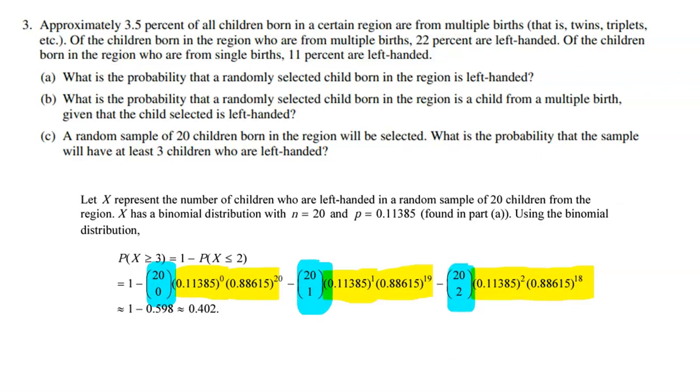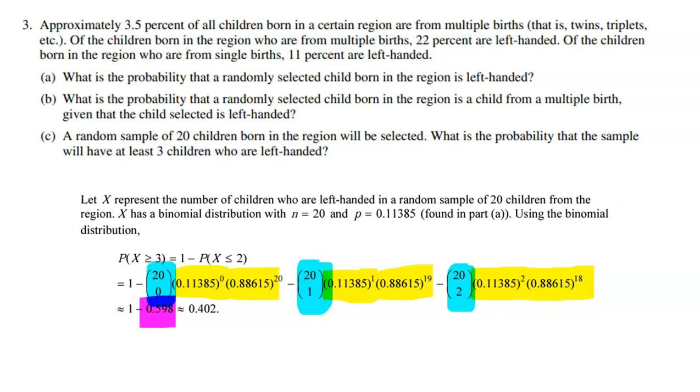Once I get those probabilities, I have to subtract each of them away from 1, because if I get rid of the 3 things I don't want, I'm going to be left with what I do want, which is 3 or more. So the final answer is 0.402. The probability of 0, 1, and 2 is 0.598. 1 minus that is going to leave me with my final answer of 0.402.